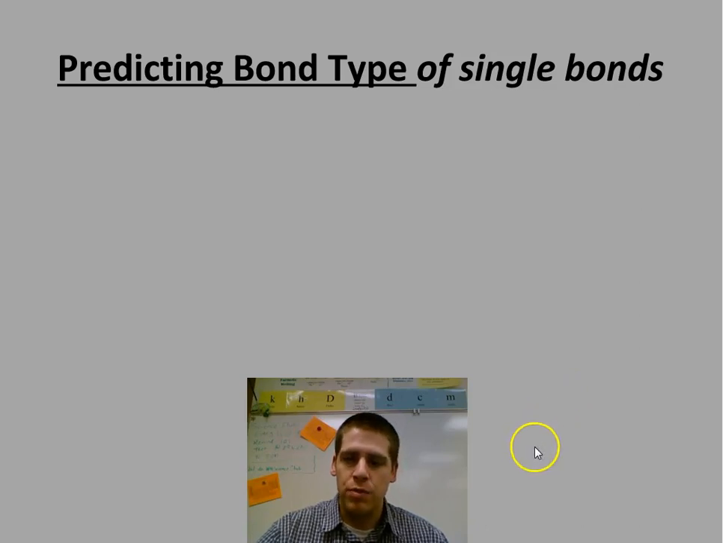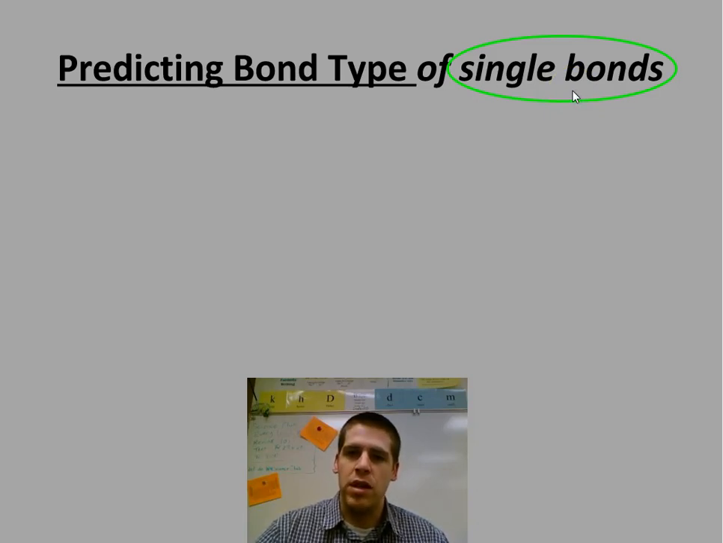All right, we need to be able to predict what type of bonds we have. Notice that this is predicting the bond type of single bonds. We're going to talk about molecules in a second, and I want you to be able to distinguish between the two. There's a little bit different method between determining the bond type of single bonds versus molecules. So let's do single bonds first.